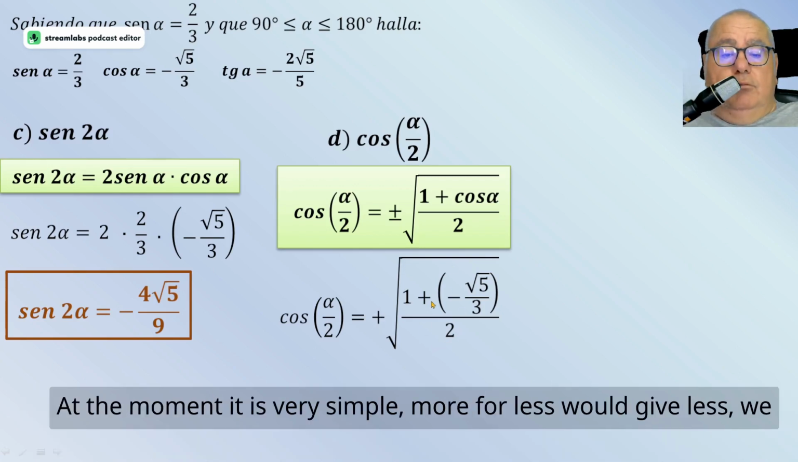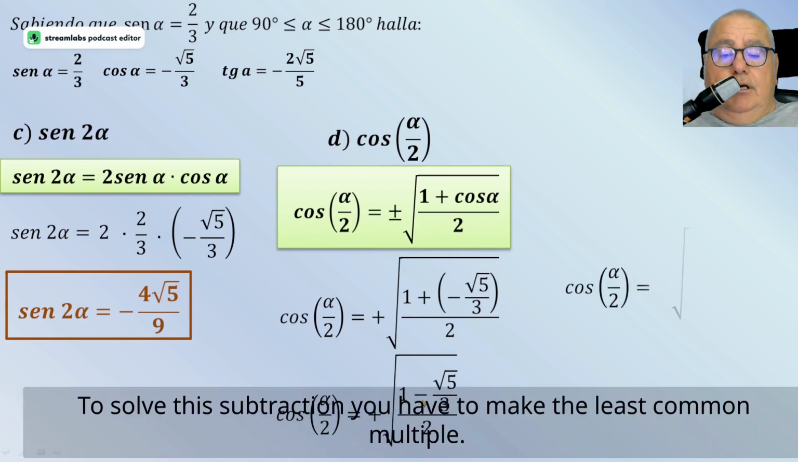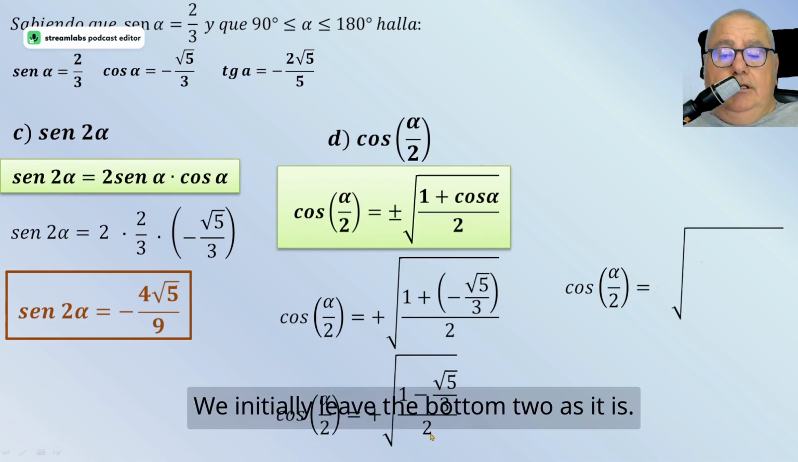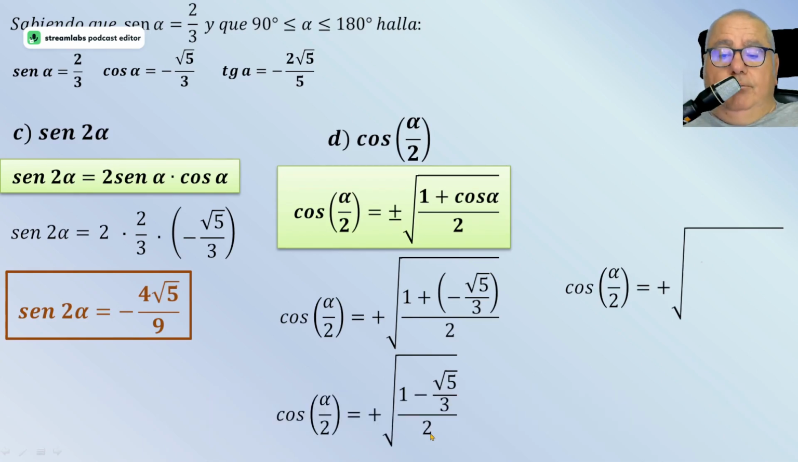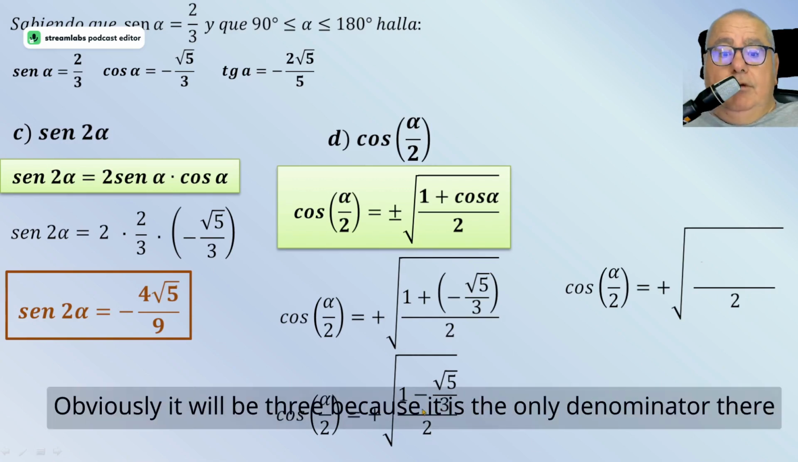At the moment it is very simple. Plus times minus would give minus, so we will be left with 1 minus root of 5 thirds between 2. And we continue operating above. To solve this subtraction you have to find the least common multiple. We initially leave the bottom 2 as it is. I put the plus back in, by the way, and now the least common multiple. Obviously it will be 3 because it is the only denominator there is.